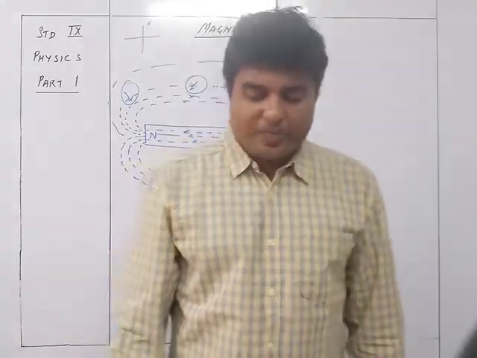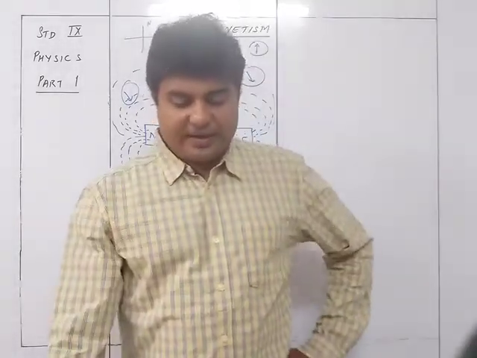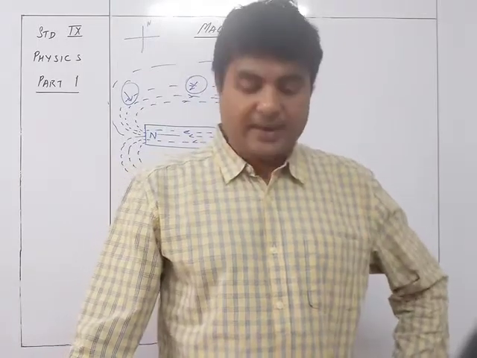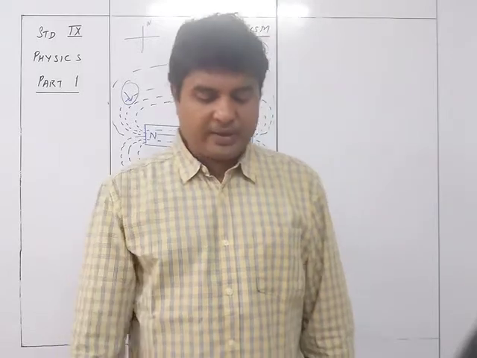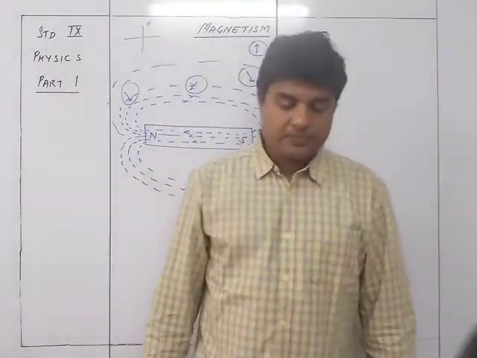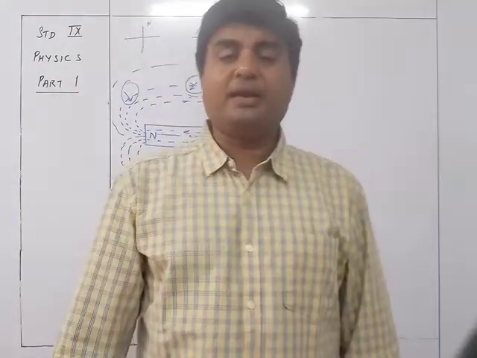The reason is that due to the magnet, each piece of the iron filing gets magnetized by magnetic induction and experiences the force due to the magnet and arranges itself along the curved lines. The curved lines are called the magnetic field lines.